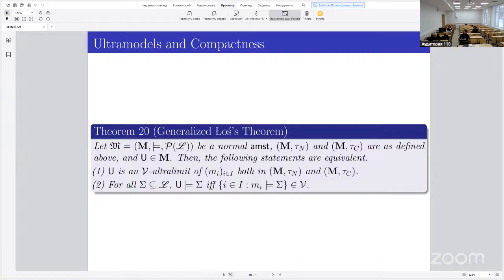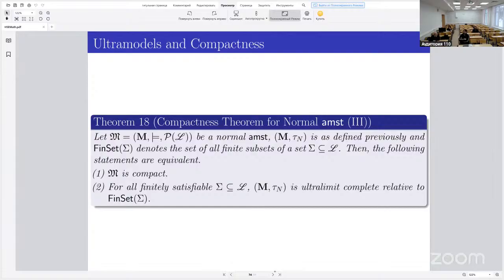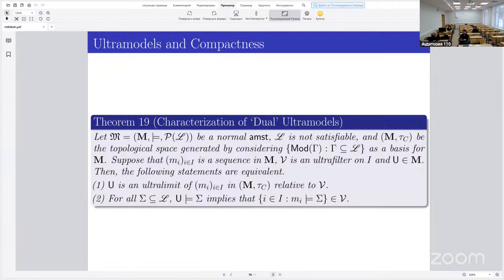Yes, please. Can you go back one slide? Sure. No, the next one. So when you define a base for the topology, why is it correct? There is a criterion for a set of subsets to be a correct base, and why is it fulfilled in this case?